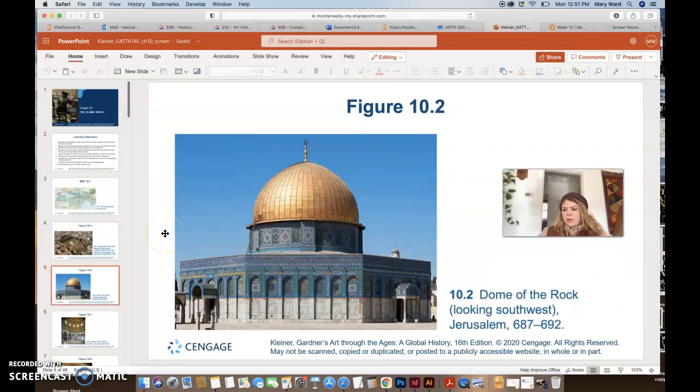Okay, we're going to talk about Islam a little bit before we launch into the Dome of the Rock here. Islam arose in Arabia, like I said, on the Arabian Peninsula, in the 7th century when Muhammad began to receive revelations, or messages, from the god Allah. Allah means one true God. And like I said earlier, Islam and Muslim rule spread very swiftly.